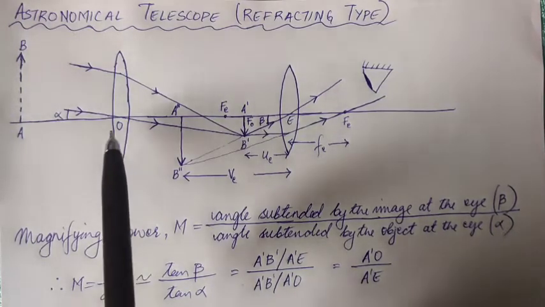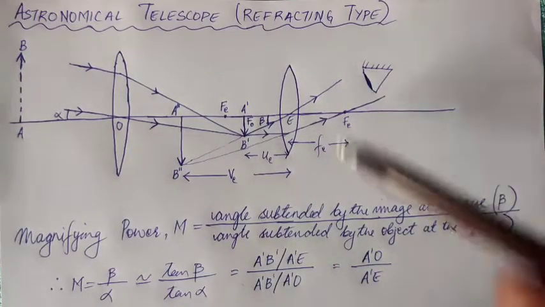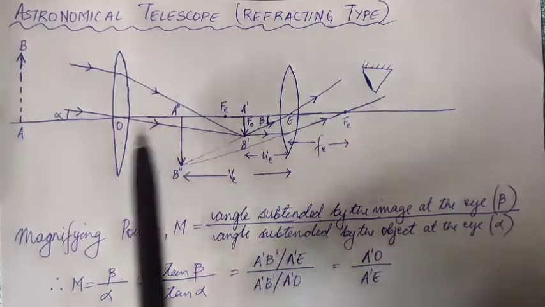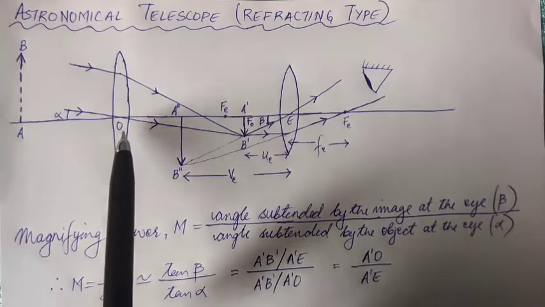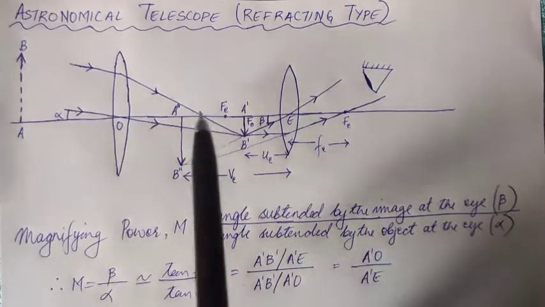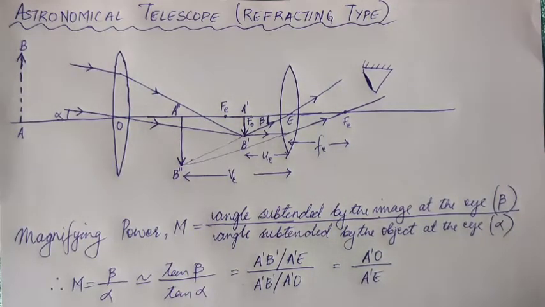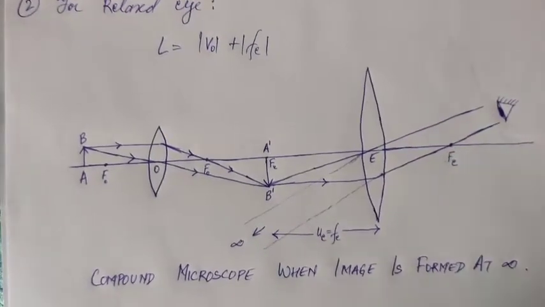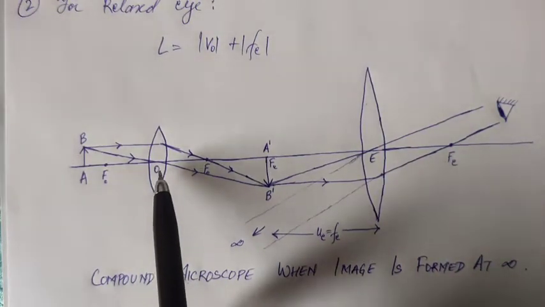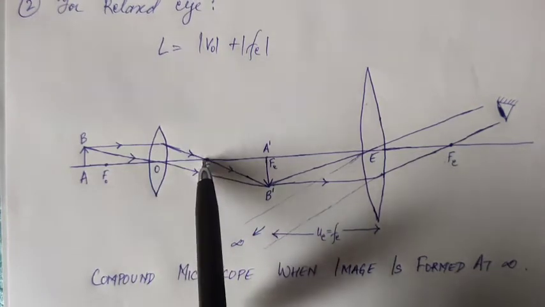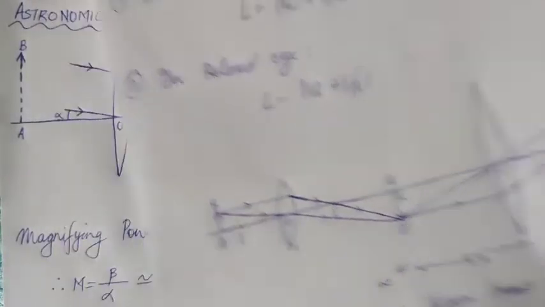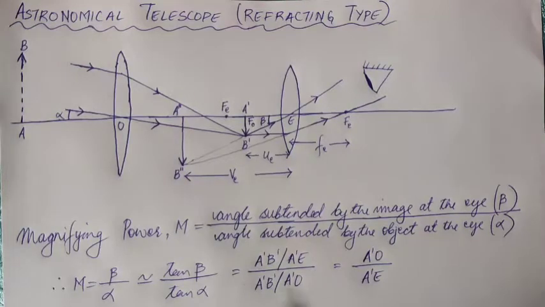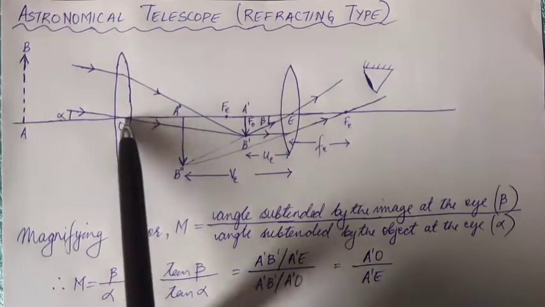This is the basic picture for astronomical telescopes, refracting type, wherein we have two lenses, the objective lens and the eyepiece. The difference of refracting type telescopes when compared to compound microscopes is that in a compound microscope, the objective lens had a shorter focal length as compared to the eyepiece. The eyepiece had a longer focal length. In refracting type telescopes, it's just the opposite. The objective has a longer focal length.